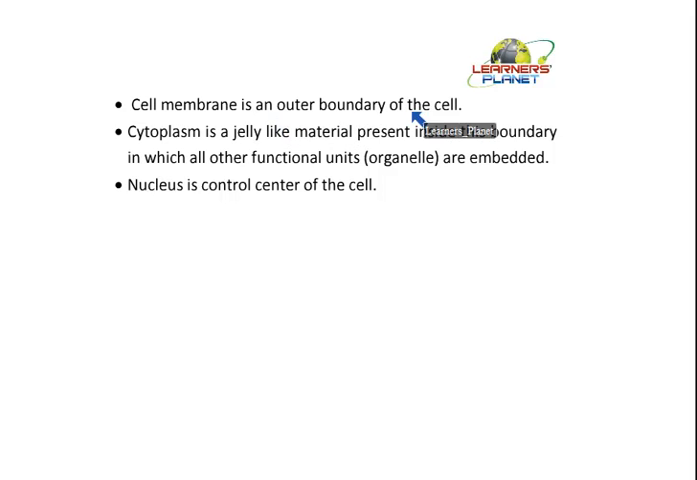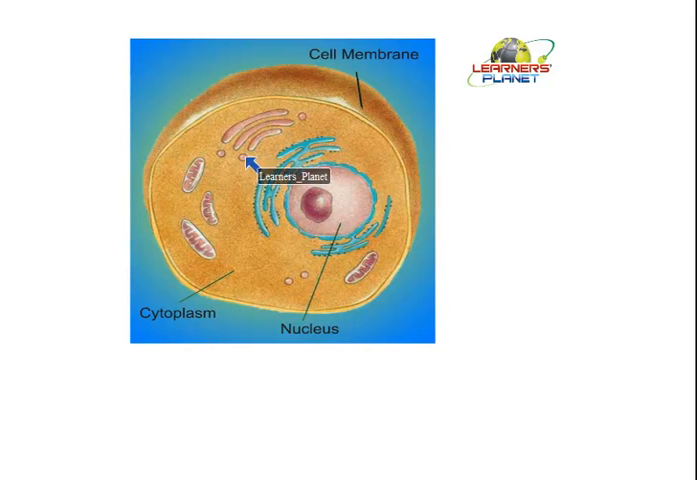So what is the cell membrane? The cell membrane is an outer boundary of the cell. Cytoplasm is a jelly-like substance which is present inside the cell membrane. Thirdly, there is a nucleus which is the control center of the cell. Let us understand these 3 points with the help of this diagram. This is an example of eukaryotic cell in which it is a cross-section area.